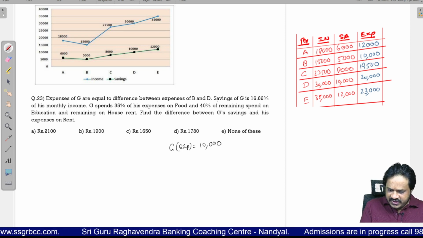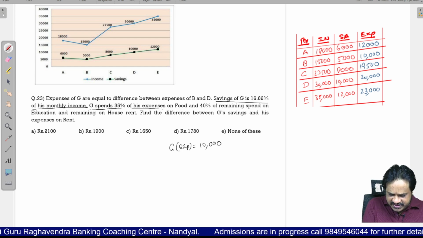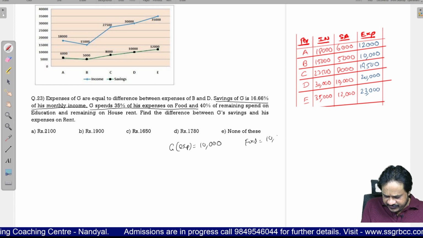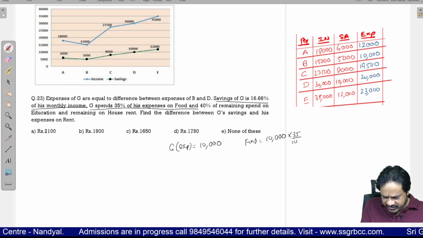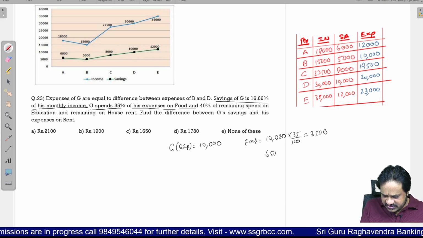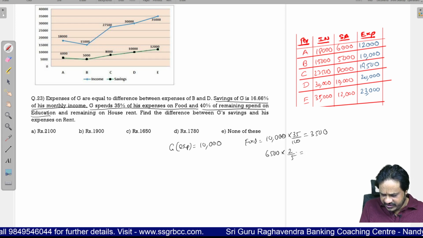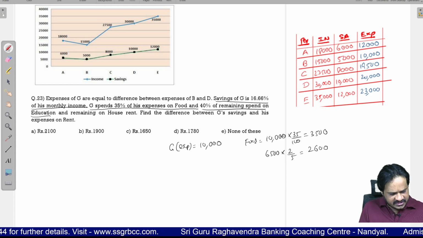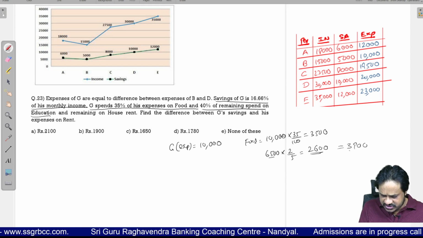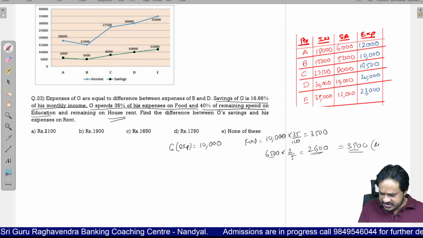Then, saving of G is 16.66% of his monthly income. G spends 35% of his expense on food. So, what is G food expenditure? It is 10,000 into 35 by 100, that will give 3,500. Now, remaining is 6,500. Of this remaining, 40% is spent on education, that is 2 by 5, that will give 2,600. Now, out of 6,500, if you subtract 2,600, the balance will be 3,900. That is for house rent.